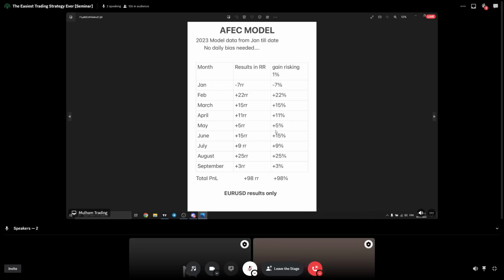So you see, those are his results. I'm just giving credit to him for everything, and then I'm going to put my own touch and my own way into this. So you see how January had -7R, and this is the easiest thing ever. January was the only month where he was in a drawdown. Then February: 22R, 15R, 11R, and you see the total PNL is 98R, and this was EUR/USD. So we're going to take this mainly on EUR/USD, okay?